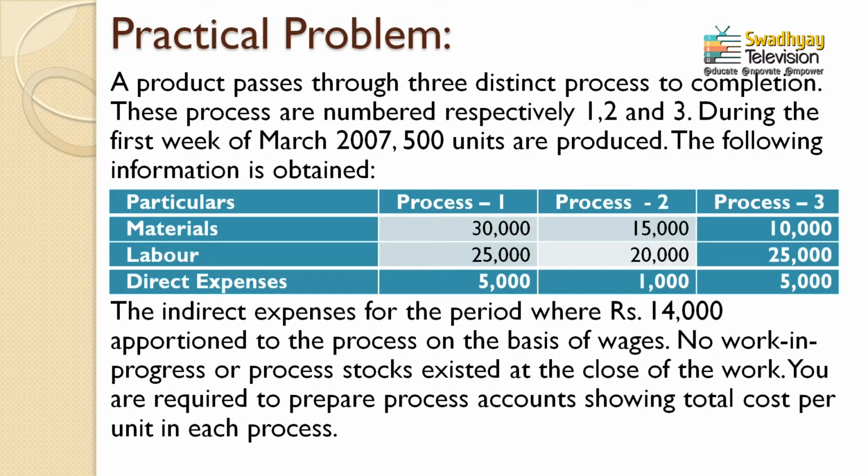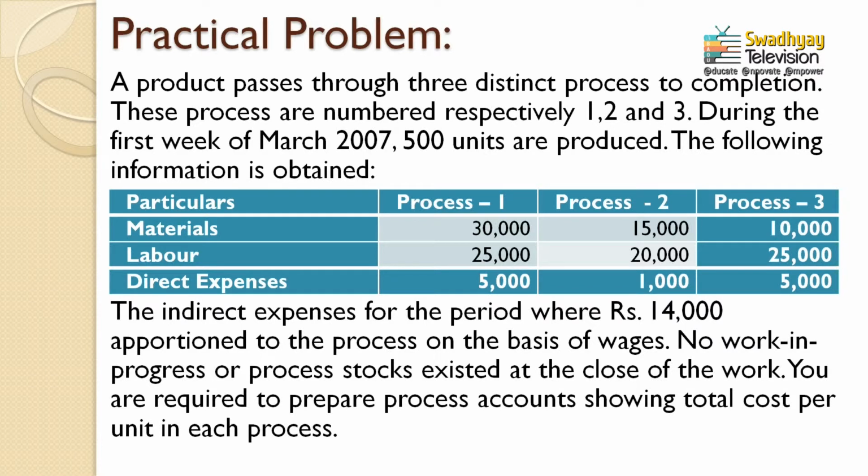Now the very important thing is, these are the elements of cost, which have been divided for the respective processes, incurred during the manufacturing of 500 units. After this format and tabulation, we have another paragraph. In this paragraph it was mentioned that indirect expenses were also incurred in the business, and that is 14,000 rupees. The indirect expenses for the period were 14,000, apportioned to the process accounts on the basis of wages.